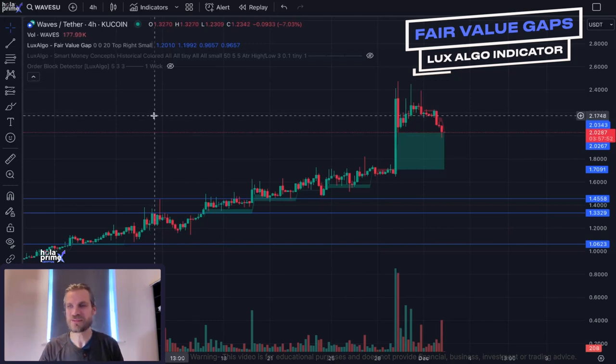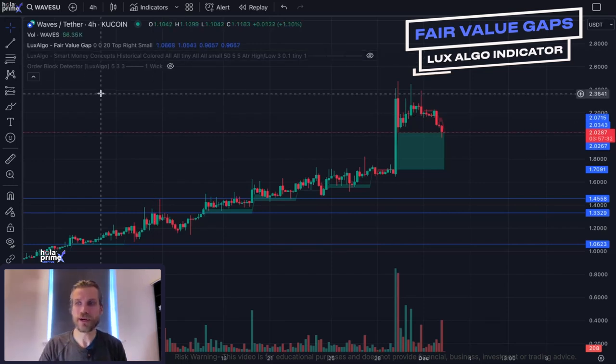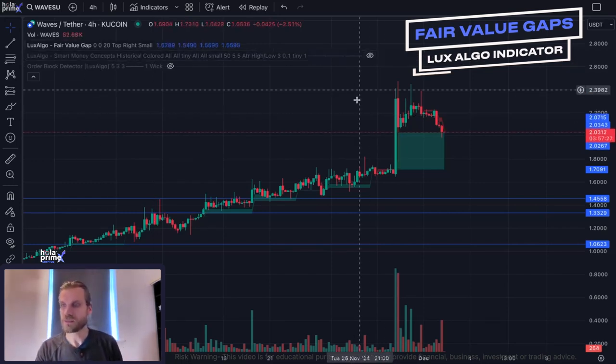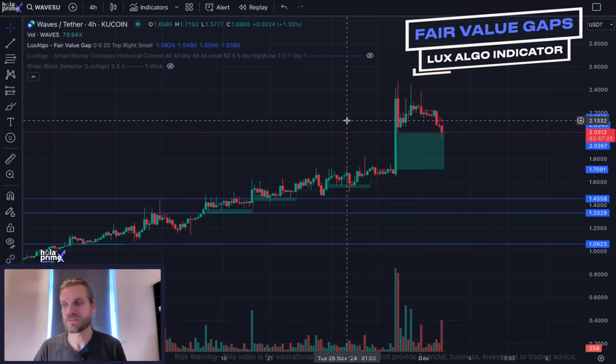Of course, there is a paid version with more functionality, and there are many other fair value gap indicators to choose from, including another by Algo called the Smart Money Concepts indicator, which also includes a fair value gap function. But you'll have to experiment and see which one of those indicators you prefer, as different indicators can produce slightly different results depending on how they've been coded.